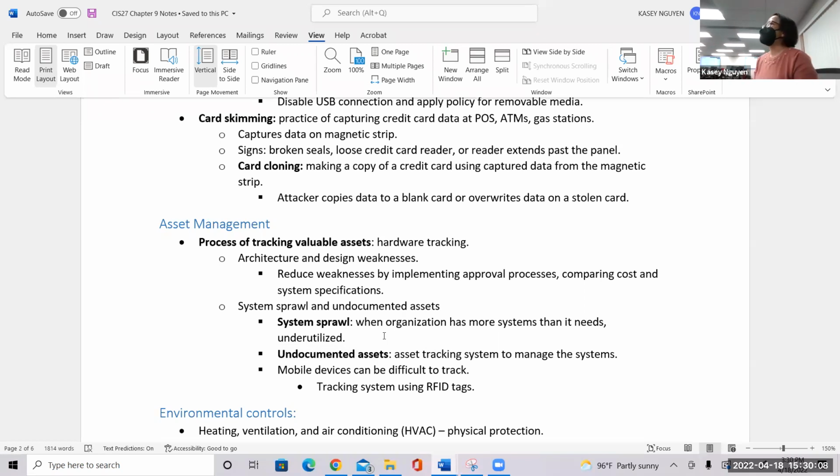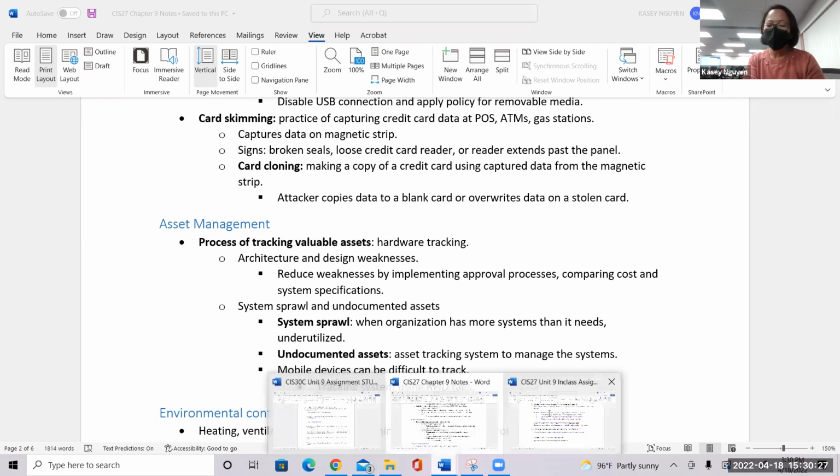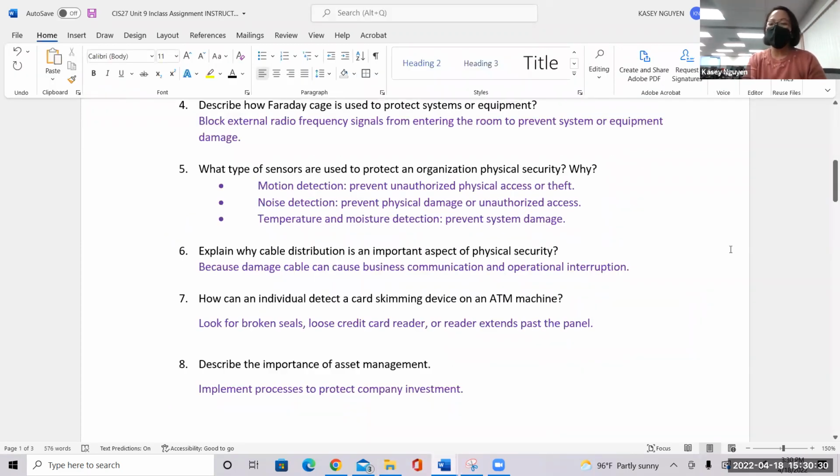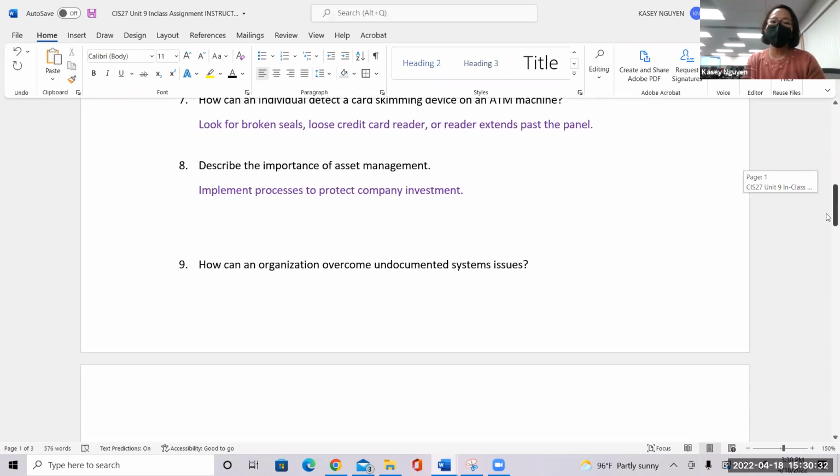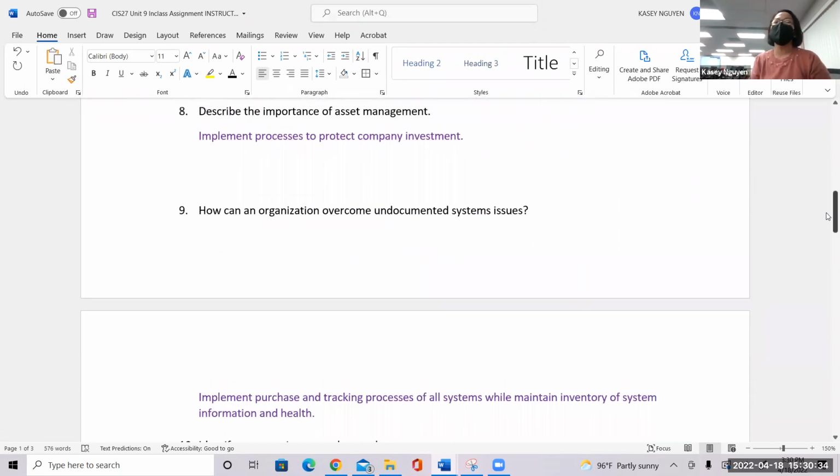When you have excess of anything, that opens up vulnerability, because attackers or external people can use that as a way to access your network. So we should only use what's needed, okay? And on the business side, it's also not good for return on investment. So asset management is a way for us to implement processes to protect the dollar, the investment of the company.